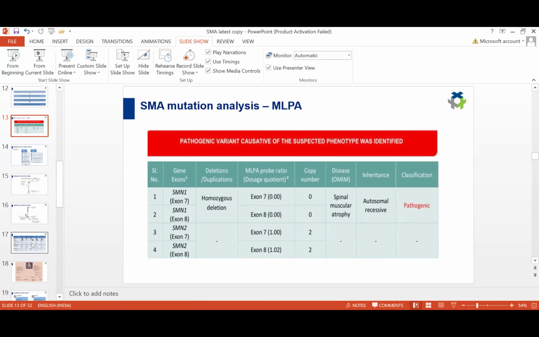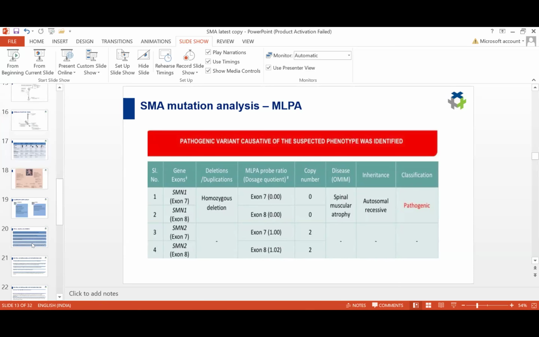Actually, it increases the SMN protein. That's the mechanism, isn't it? Yes, madam, SMN protein. The severity depends upon the presence of SMN2 copy numbers, madam. If the copy number is 4 and above, the severity will be less, madam.